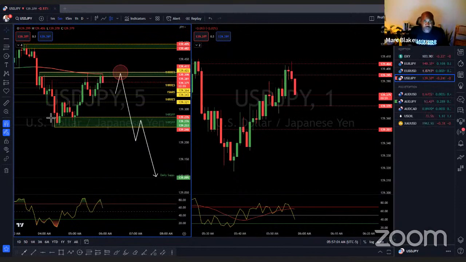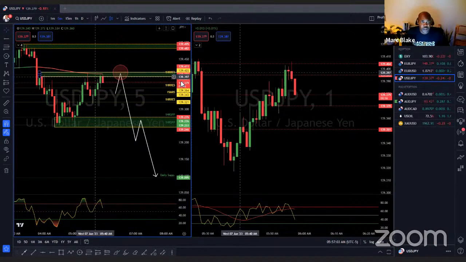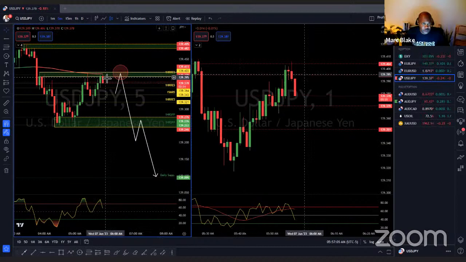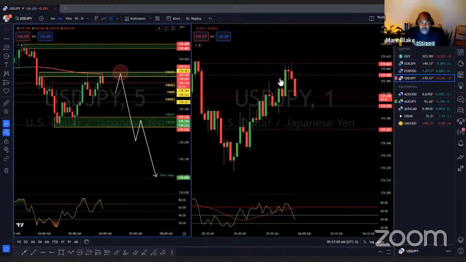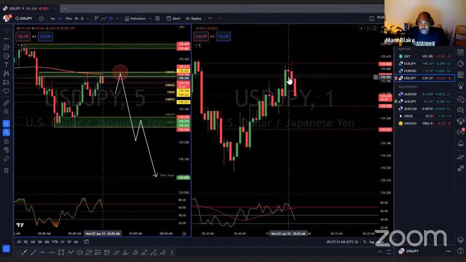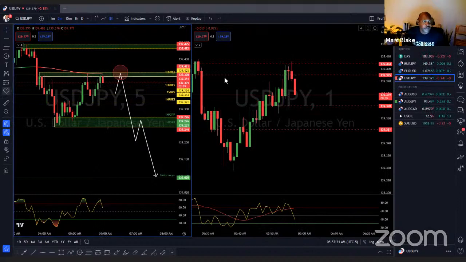We could have taken this trade as well, what was it? This is 5:55, but I'm not going to pressure it, guys. 5:55, this was the convincing candle right here. 5 minutes is crossing down, 1 minute is crossing down. Did you guys catch this? Any of you guys catch this?